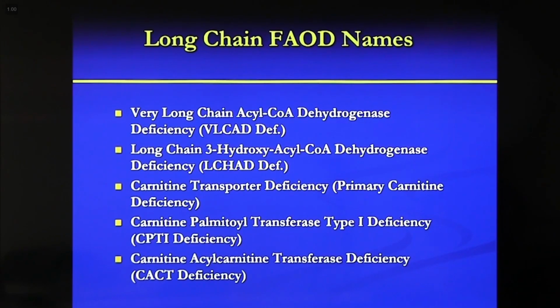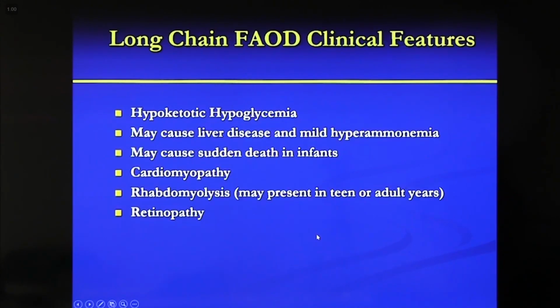There are a lot of other disorders, and there's names that are long here. I'm just putting them on here, though, just to show you that there's all these different disorders. Okay, and they present in the same way. So these are the ones that affect long-chain fatty acids. And again, we have the same thing, hypoketotic hypoglycemia. So if you learn one thing from this, that is a sign of a fatty acid oxidation disorder. They can cause liver disease, mild hyperammonemia. They can cause sudden death as well.